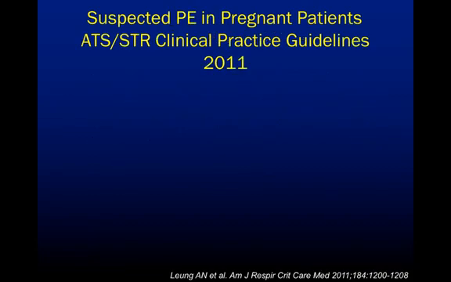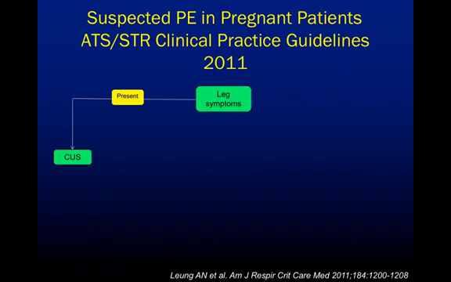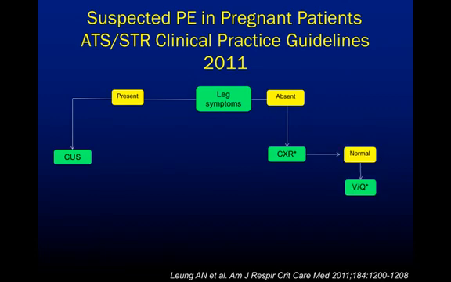So this is a summary of the practice guidelines published in 2011 in those patients who are suspected of pulmonary embolism and who are pregnant. One should start with whether there are leg symptoms present or not. If they are, then one should follow with a leg vein ultrasound. If leg symptoms are absent, a chest X-ray should be performed, and if the chest X-ray is normal, a VQ scan is recommended because the radiation dose to the fetus will be the same as CTPA, but the radiation dose to the breast will be significantly lower with VQ.